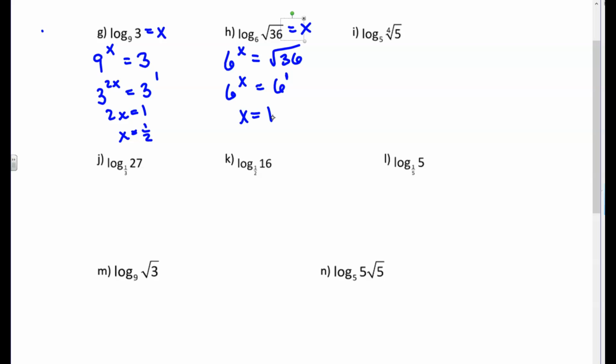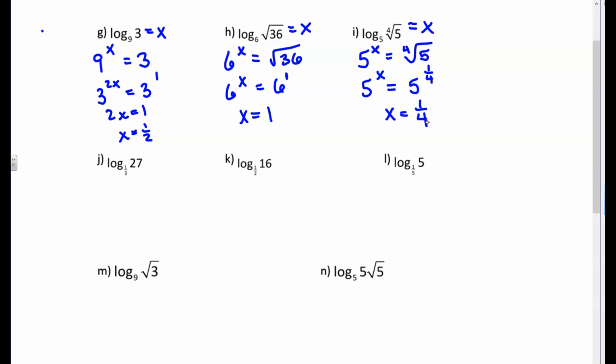Log base 5 of the 4th root of 5, set it equal to x, rewrite it as an exponent, 5 to the x equals the 4th root of 5. I'm going to rewrite the 4th root as an exponent, so I get 5 to the x equals 5 to the 1/4. Therefore, my x value must be 1/4.